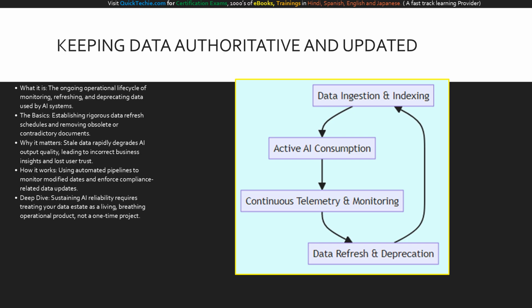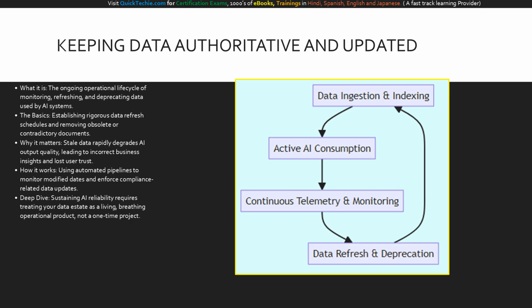While the semantic index in Microsoft 365 is brilliantly designed to continuously update as content changes, for custom databases and analytical stores, you must actively establish rigorous data refresh schedules. This means diligently monitoring modified dates, managing seasonal or compliance-related updates, and ruthlessly retiring obsolete documents. By ensuring that your data remains clean, accurate, and timely, you sustain the high reliability of your AI agents over the long term. This continuous maintenance transforms your data estate into a living foundation that empowers all future AI innovations.